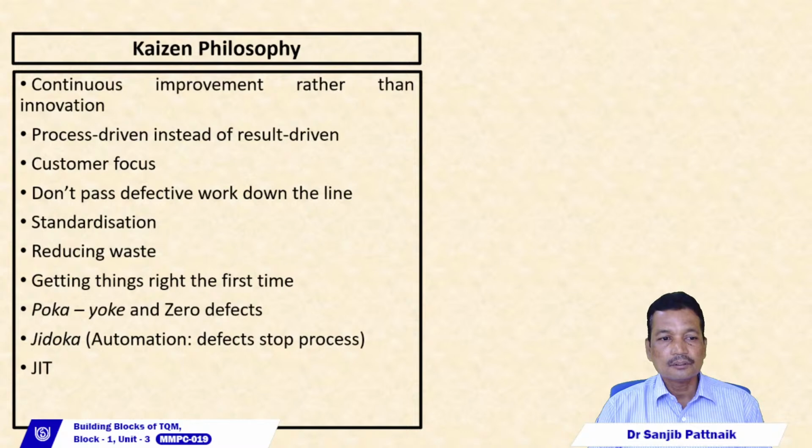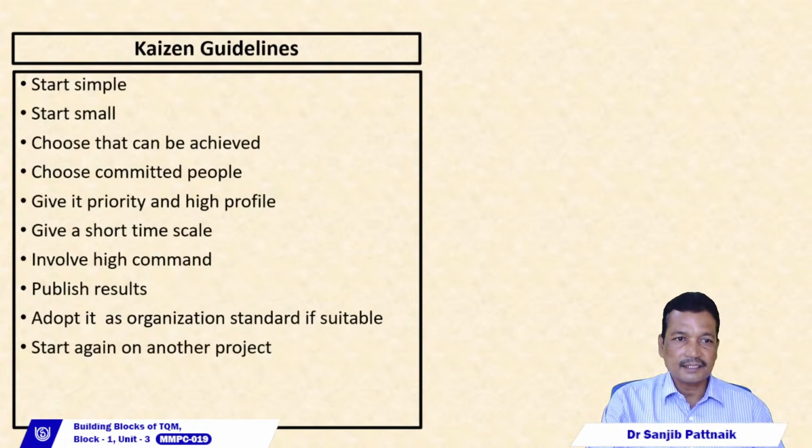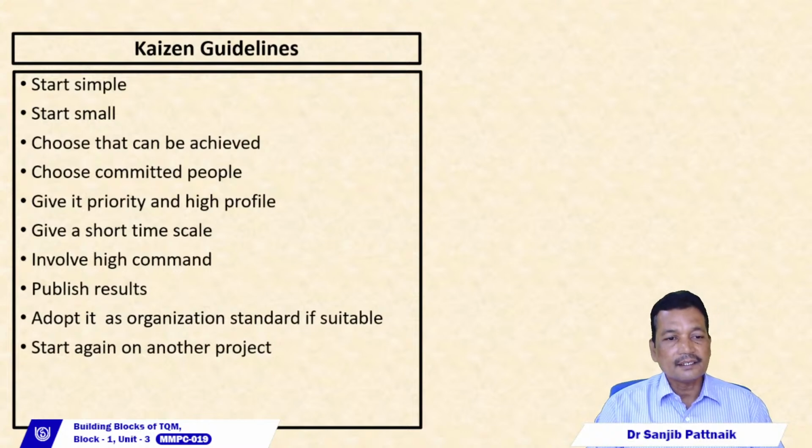And also Jidoka, which says the processing line will stop if any defect is found. And this is widely adopted by Toyota Manufacturing Corporation. Also the just in time. The guidelines include start small, keep it simple, have a short time frame, publish the results, and once a project is successful, go for another project.